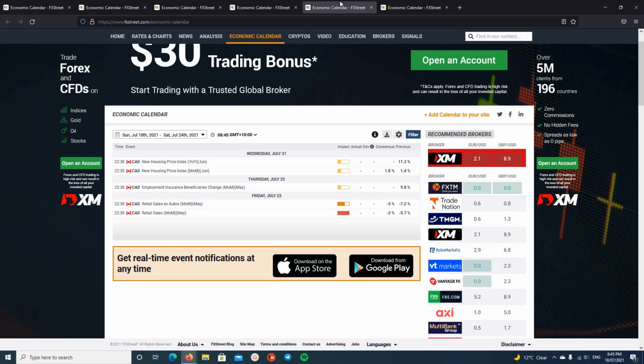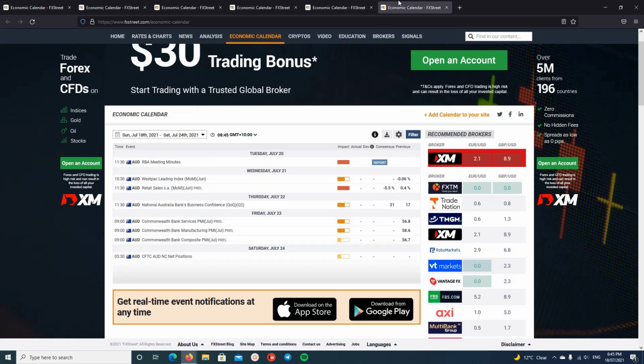When it comes to impactful data, on Wednesday we do have the new housing price index. We've got the employment insurance beneficiary change month on month, along with retail sales. So it's really a consumer confidence indicator for the Canadian economy.